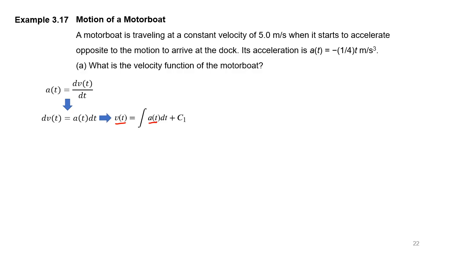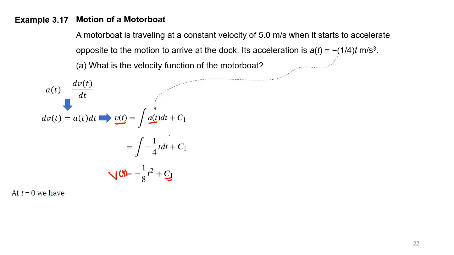So acceleration function plus a constant c1. Now what you need to do is substitute the function here. So if you substitute, it is the integral of minus 1 by 4 t dt plus c1. If you integrate this part, it becomes minus 1 by 8 t square plus c1. So this is actually your velocity function. But what is this c1? To find c1, we need to apply the boundary conditions.